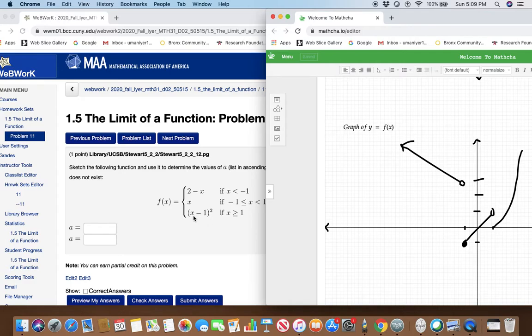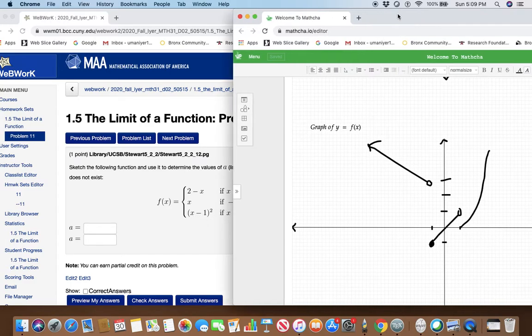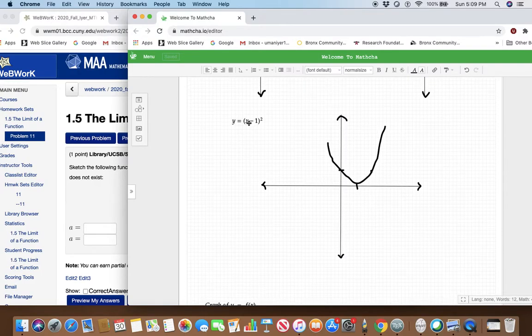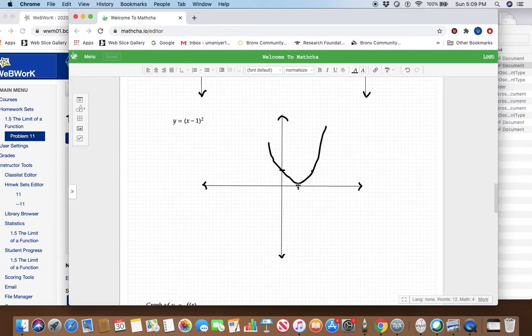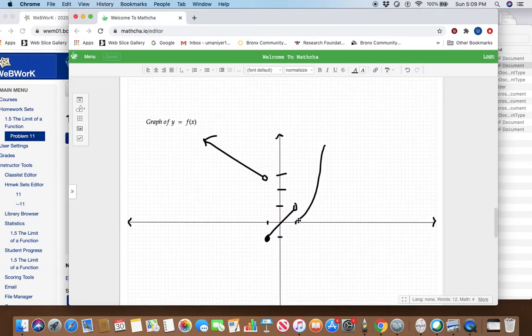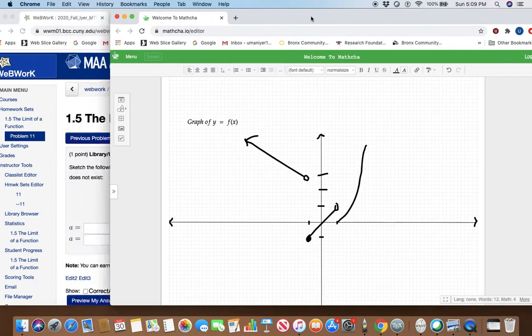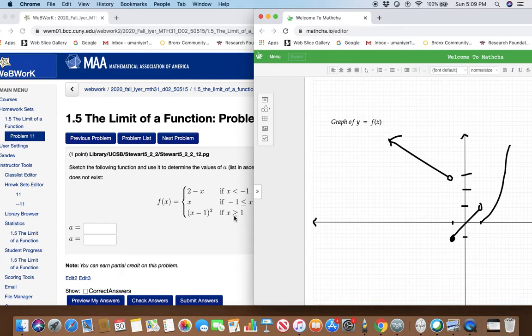The third piece in question is a parabola, x minus 1 quantity squared. Y equals x squared is a parabola with vertex at 0. This is x minus 1, so it's shifted right. Now I want this parabola when x is 1 onwards. So starting from here, going up. Notice this piece is filled in. So this is your graph. This is your piecewise defined graph.